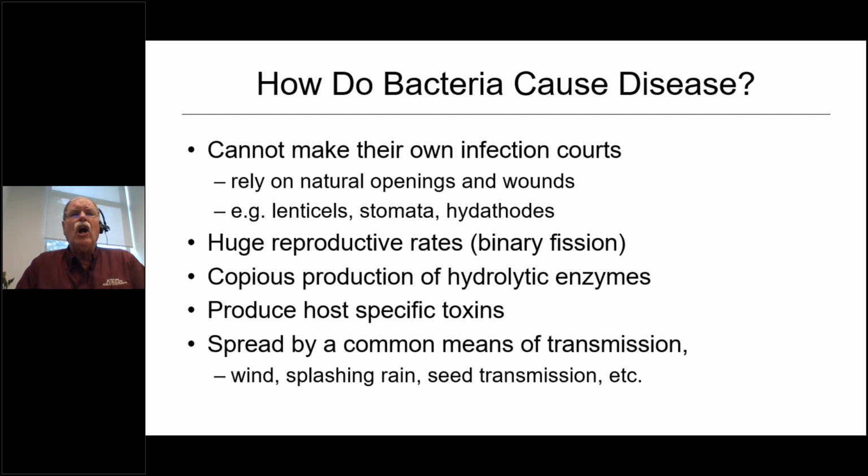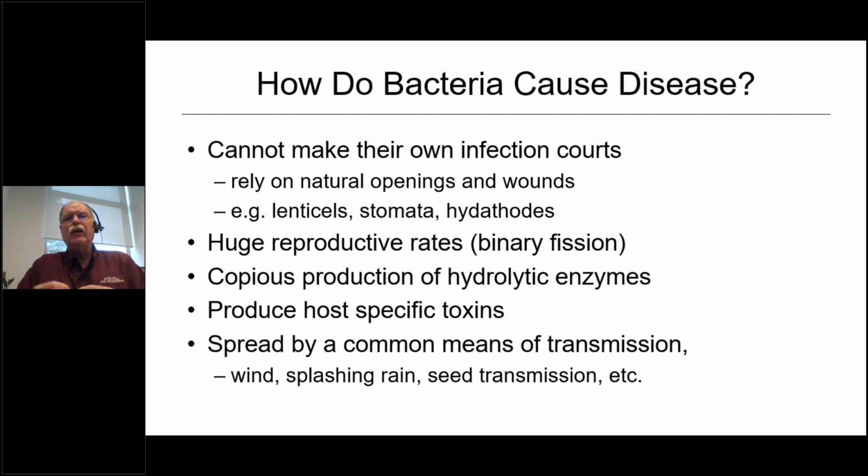These organisms cannot make their own infection courts. They rely on natural openings and wounds made by some other agent to be able to infect. Natural openings would be such things as lenticels, stomata, hydathodes. This is how bacteria get into a plant. The one advantage they have is they have huge reproductive rates.